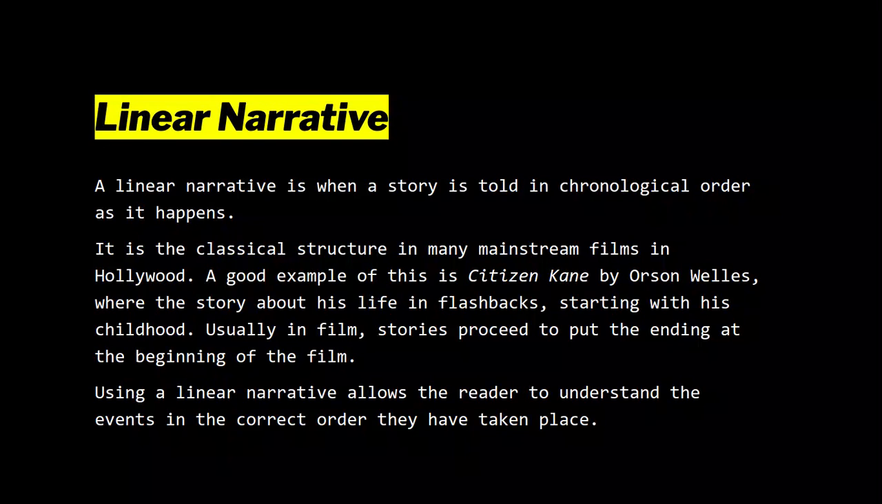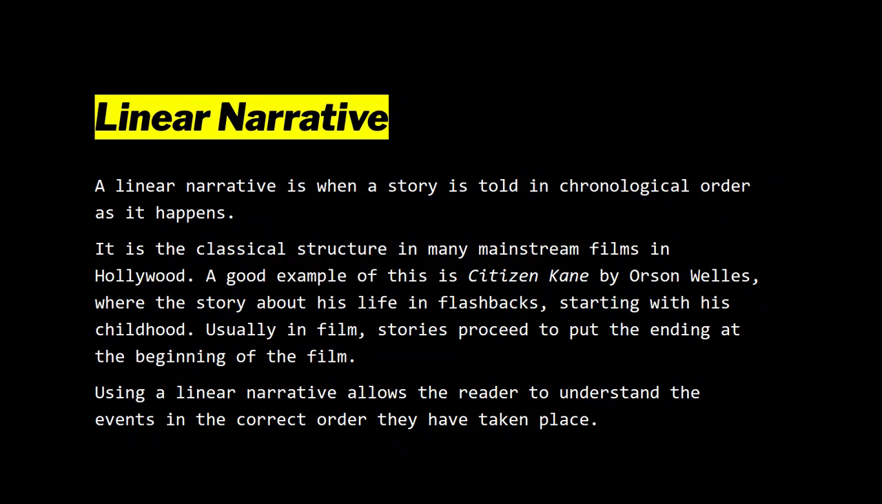It's normally seen in classical film structures in mainstream Hollywood films. And a good example of this is a very good film called Citizen Kane, made by Orson Welles, where the story about his life is told in flashbacks, starting with his childhood. But some people think flashbacks are associated with non-narrative structures. But it's not really true, because it depends how the flashback is used in some cases.